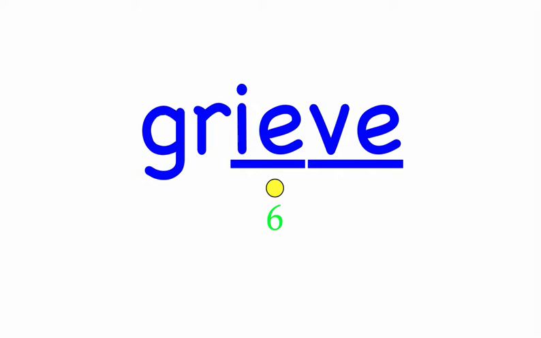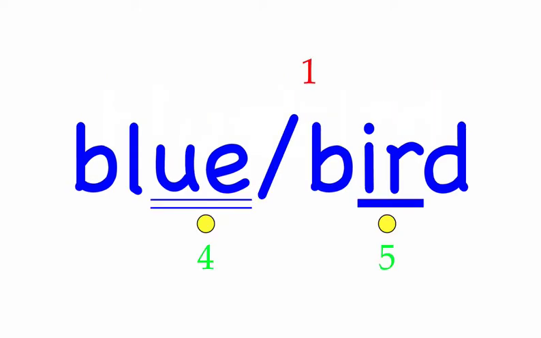The next word is bluebird. Bluebird, a beautiful bluebird flew to the bird bath. Blue bird, 2 syllables. First syllable blue, 3 sounds: B, L, U. Bird, 3 sounds: B, R, D. Now at this point, pause the video, completely mark the word, and then when you've completed that task, advance the video. Blue bird. UE is double underlined in this word because U is representing its second long sound, U.